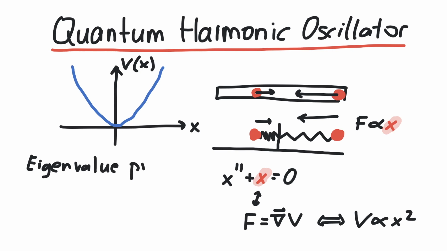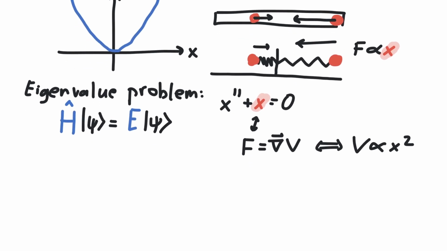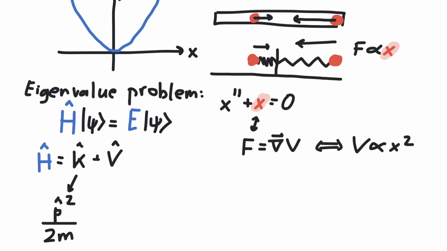The Schrödinger equation is an eigenvalue equation, where we have the energy operator, the so-called Hamiltonian, on the left, and its eigenvalue, the energy, on the right. The total energy is given by kinetic energy and potential energy, where the kinetic energy is p squared over 2m, and the potential energy is proportional to x squared, as we saw earlier in this video.